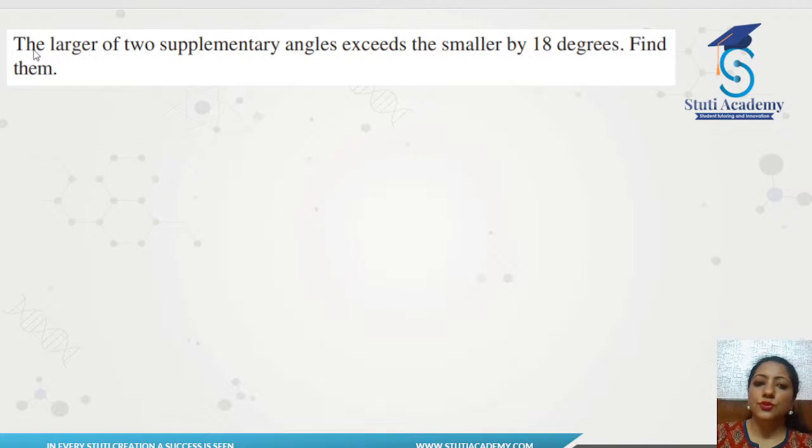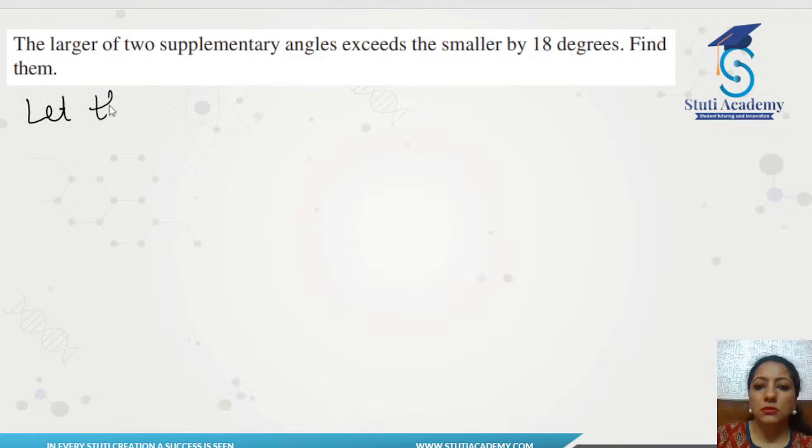In the next problem, it's given to us the larger of two supplementary angles exceeds the smaller by 18 degrees. Find them. So first of all, we are talking about supplementary angles. Supplementary angles are those angles which add up to 180 degrees. So two angles, if they add up to 180 degrees, we say that they're supplementary angles.